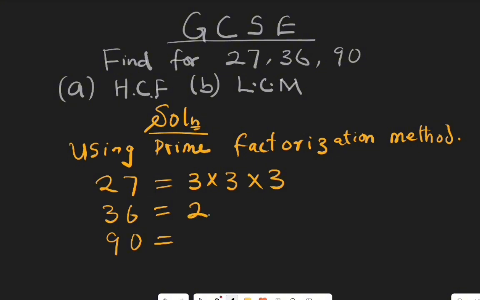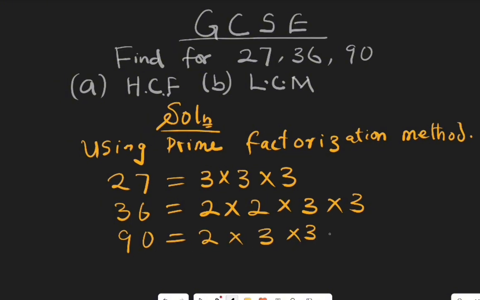36 gives us 2 times 2, which is 4, times 3, which is 12, times 3 gives us 36. While 90 is 2 times 3, 6. 6 times 3, 18. 18 times 5 gives us 90.